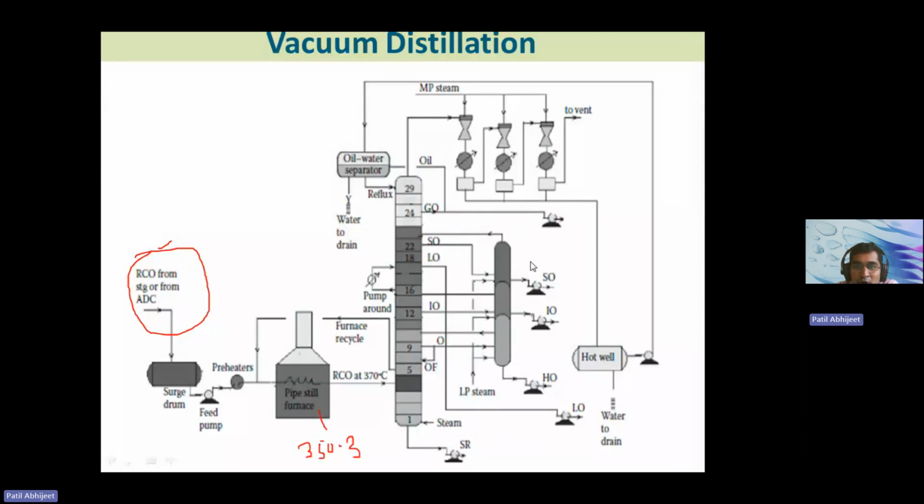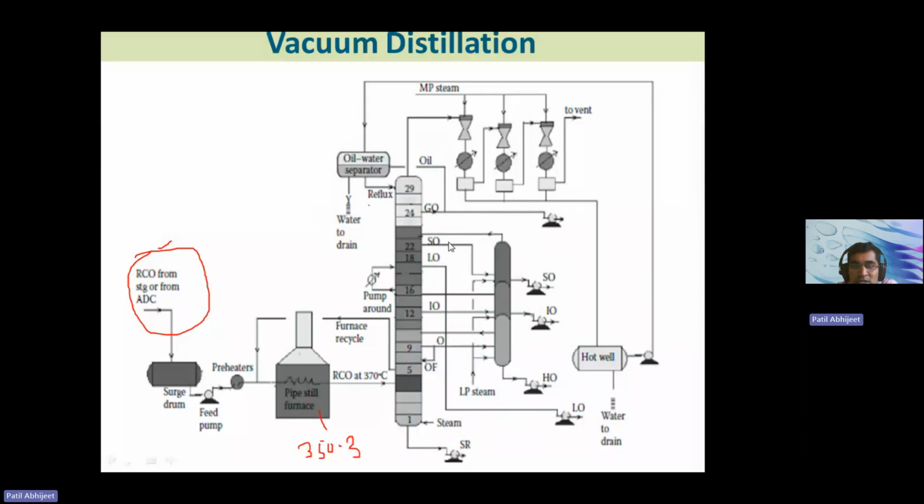Then different oil fractions are going to be obtained. So here we are getting SO, IO, HO, and LO. These are the various fractions of the crude oil after distillation, separated based on the difference in their volatility. Then whatever reflux comes from the hot well is charged to the oil water separator. Water is separated from that oil, and the oil is collected as GO. So this is a simple flow sheet related to vacuum distillation.